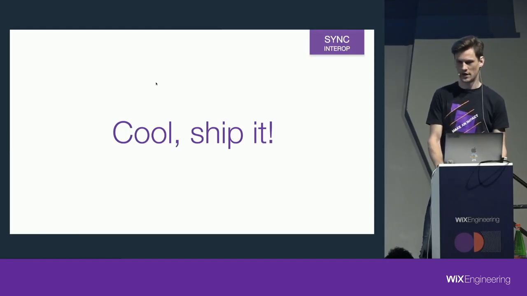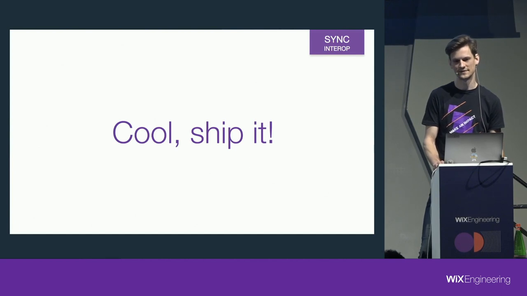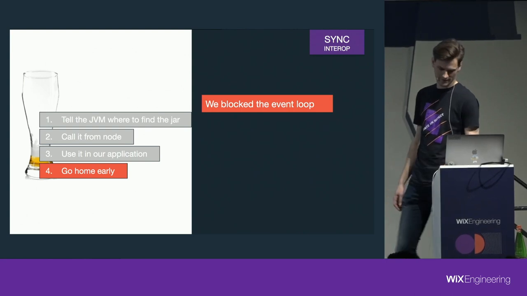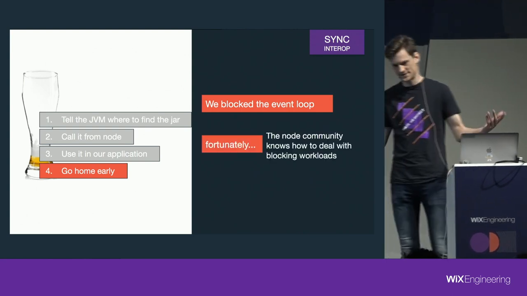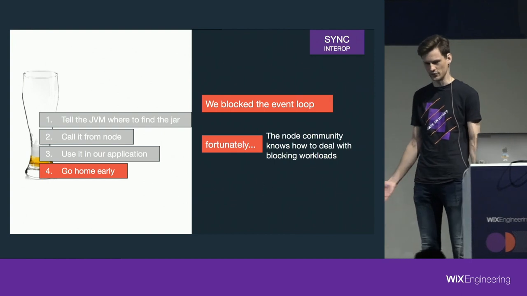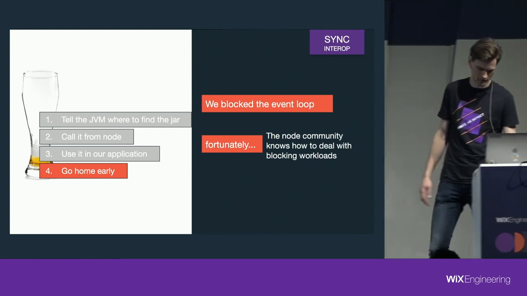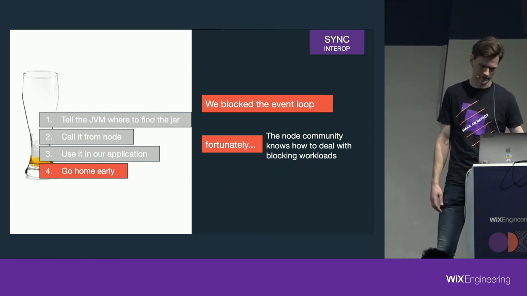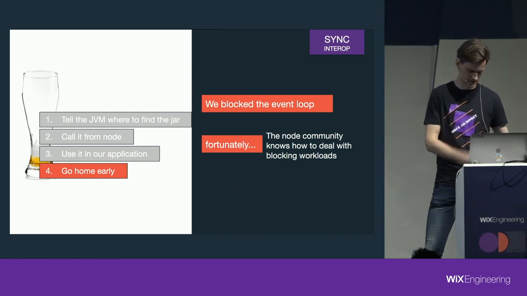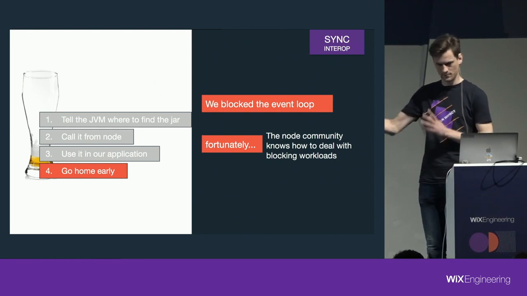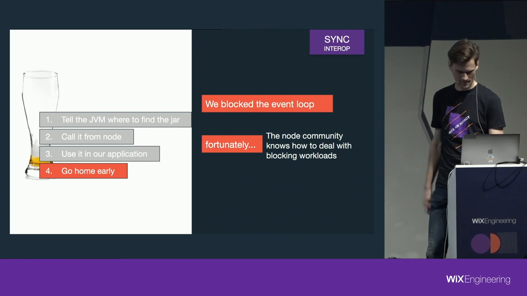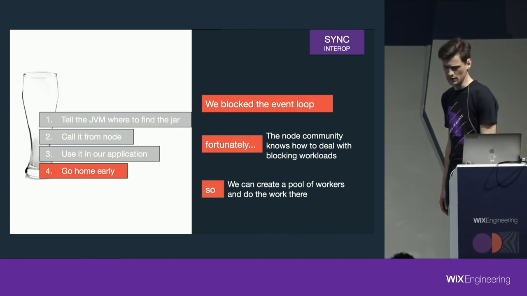Well, can anyone tell me what happened here? Just any guesses? Exactly, we blocked the event loop. If you're doing Node, you know that if you block the event loop, you're going to have a bad time. So now with Node 10, you have experimental workers, these worker threads where you can put off the heavy computations and just forget about it. So yeah, that's exactly what we can do.